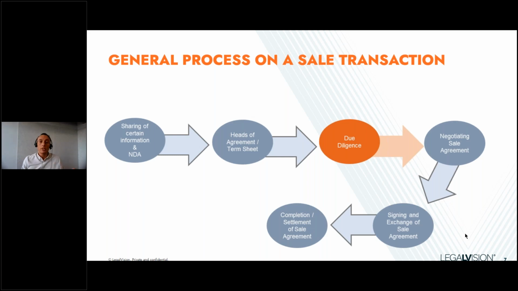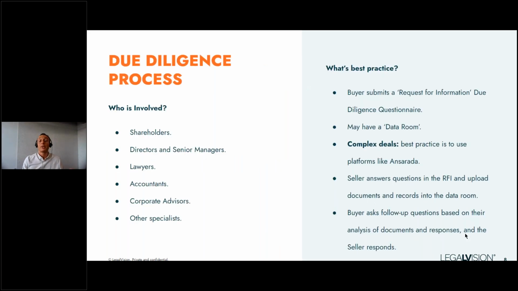Now, who's involved in due diligence, and what are the best practices when undertaking this process? It usually involves the key stakeholders: shareholders of the sellers, directors and senior managers of the sellers, and directors and senior managers potentially of the buyer as well. Obviously, lawyers of both parties, accountants, corporate advisors, and potentially other specialist advisors, depending on the industry which is the subject of the sales transaction.